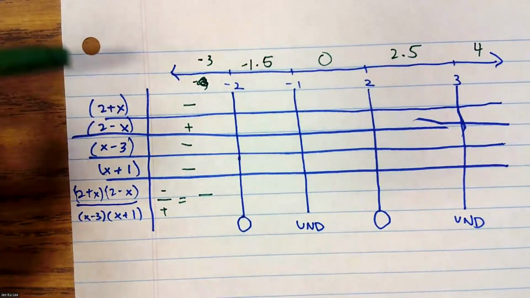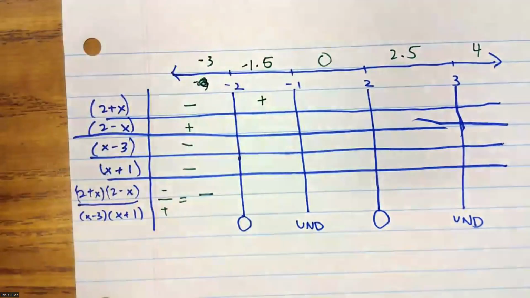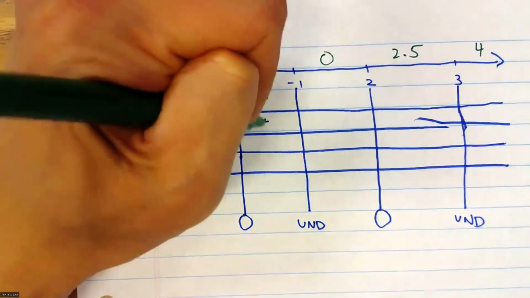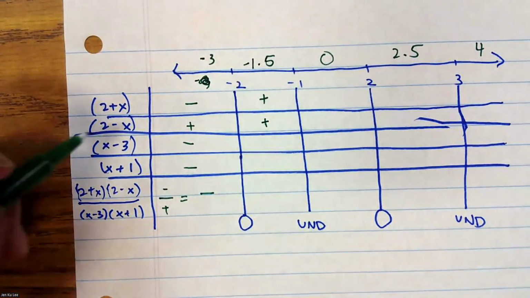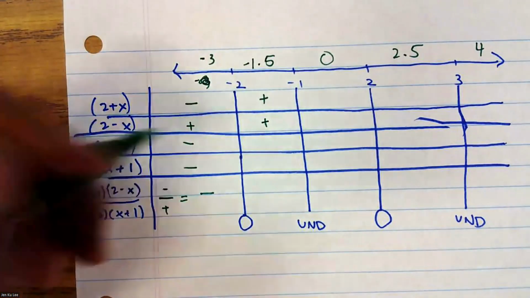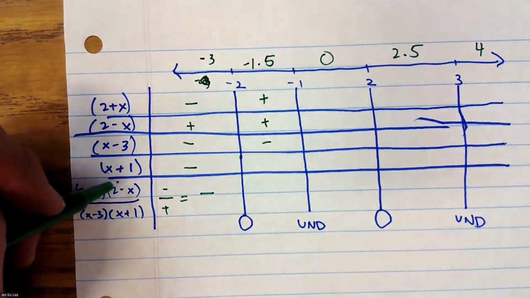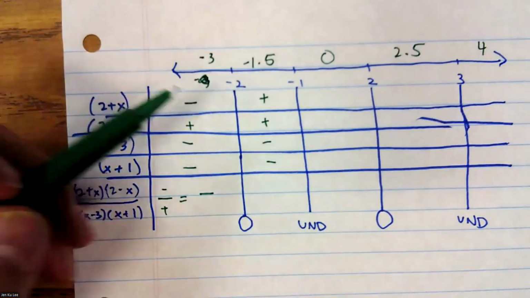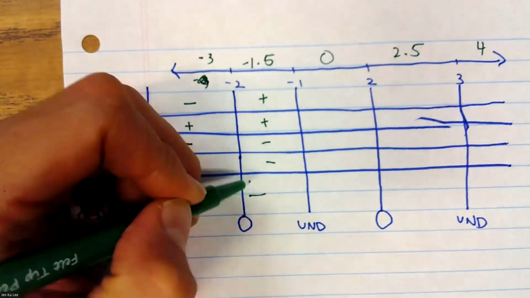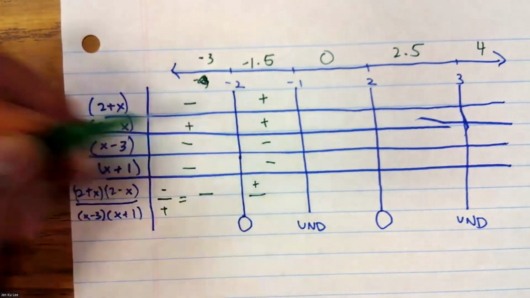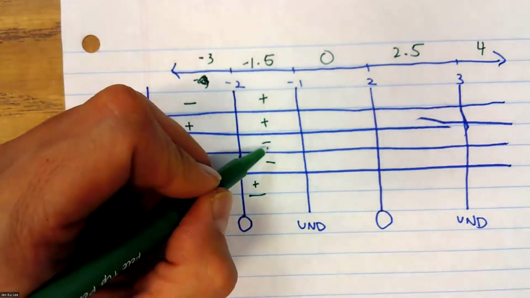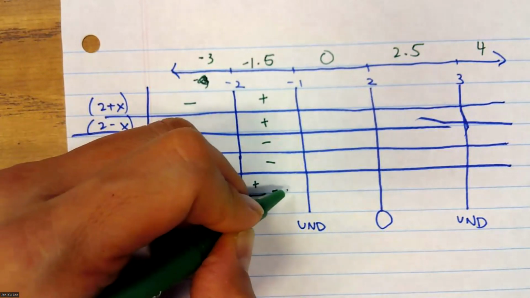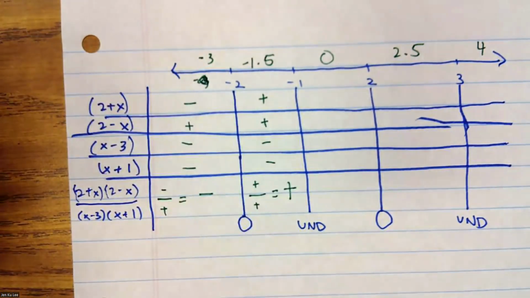2 plus negative 1.5, that's a positive number. 2 minus negative 1.5, that's a positive number. Negative 1.5 minus 3, that's a negative number. Negative 1.5 plus 1, that's a negative number. So a positive times a positive is a positive, divided by a negative times a negative, which is a positive. Positive divided by a positive is a positive. Right?